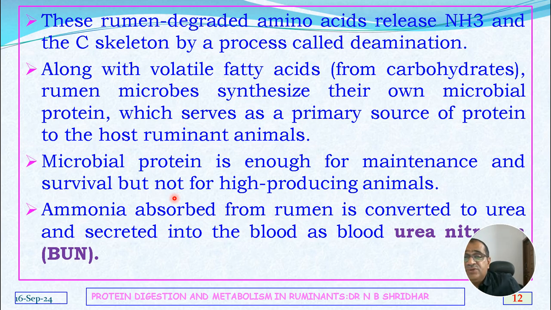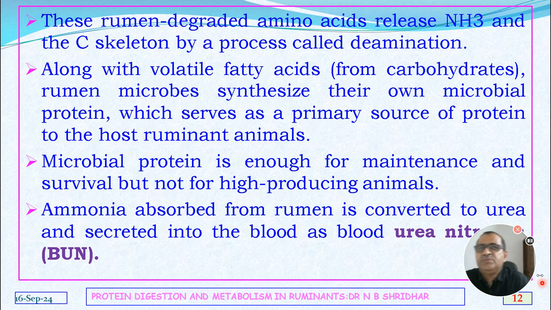So rumen microbes synthesize their own microbial protein. This is a very important step, which serves as a primary source of protein to the host ruminant animal. The bacteria produce the amino acids which are required for them, but the same also serves as the primary source of protein to the host ruminants. The microbial protein is enough for the maintenance of survival, even though the animals are not given very good protein sources, but not for high producing animals.